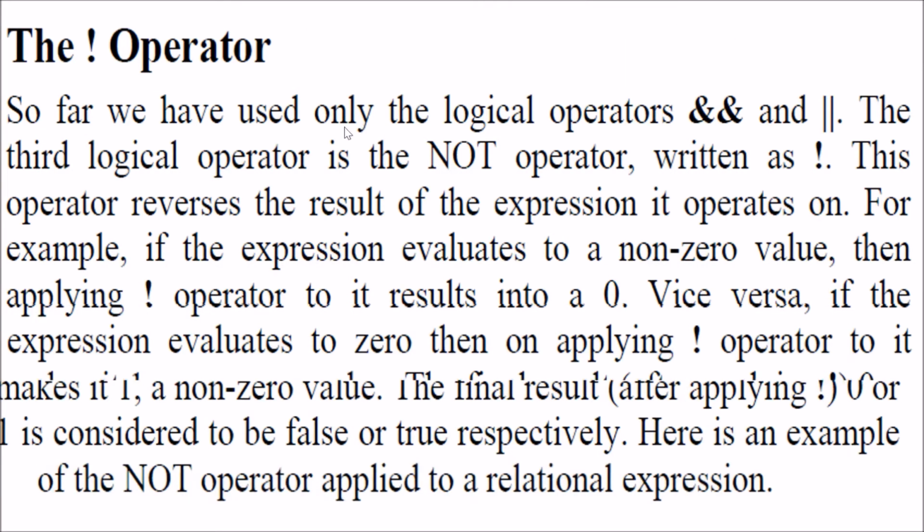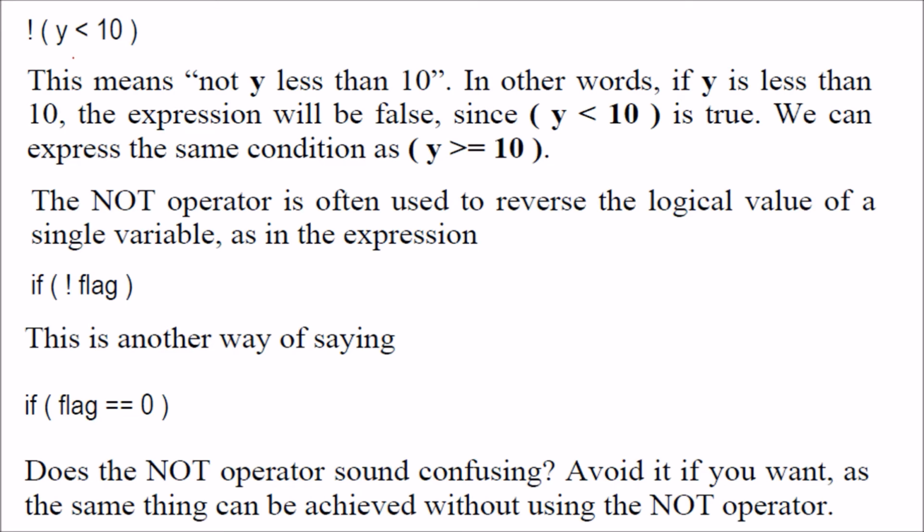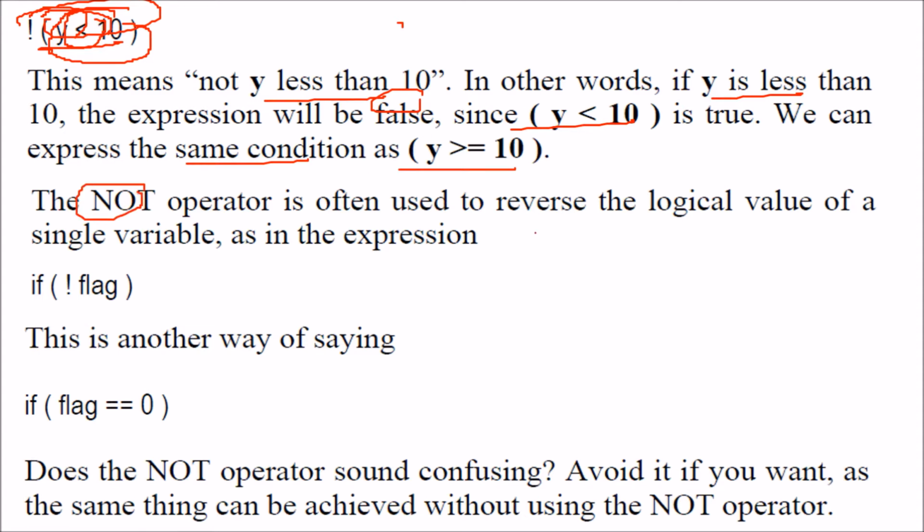So we'll take an example first of all, a relational expression: not y less than 10. What we are trying to say is, if y is less than 10, the expression will be false, since y less than 10 is true, and NOT makes it false. So we can express the same condition like this: y less than 10 is equivalent to y greater than equal to 10. So this NOT operator is used often where we want to reverse the logical value of a single operation.